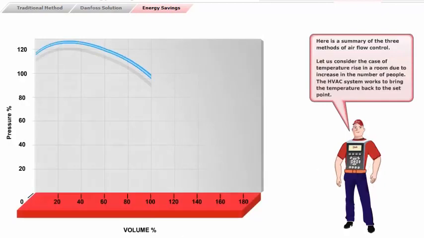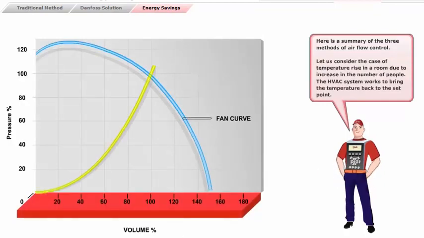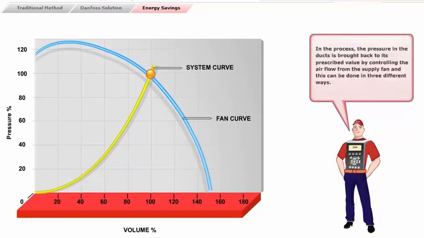Here is a summary of the three methods of airflow control. Let us consider the case of temperature rise in a room, due to an increase in the number of people. The HVAC system works to bring the temperature back to the set point. In the process, the pressure in the ducts is brought back to its prescribed value by controlling the airflow from the supply fan, and this can be done in three different ways.